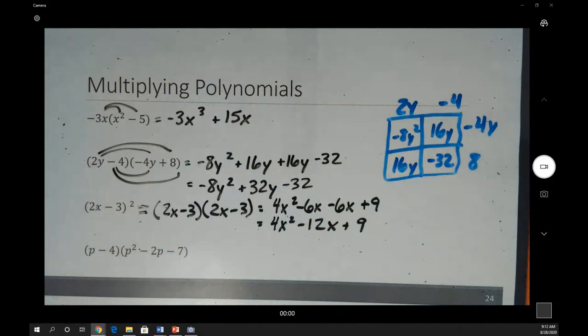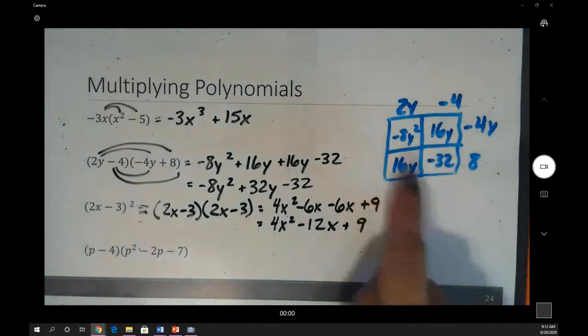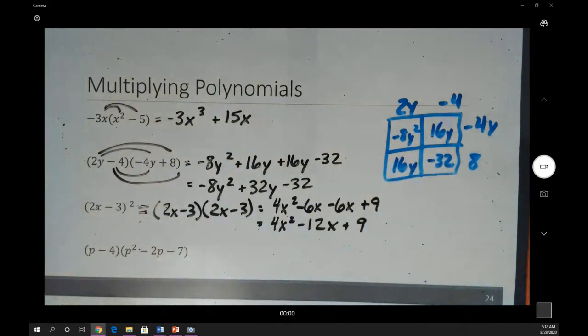In this last one, we have p minus 4 times p squared minus 2p minus 7. This is a time when the box method can really come in handy so that you don't miss any terms. You would just have to make sure that you have a 3 by 2 for your boxes. I'm still going to think of it as distributing or foiling, but extended foiling, if you will.